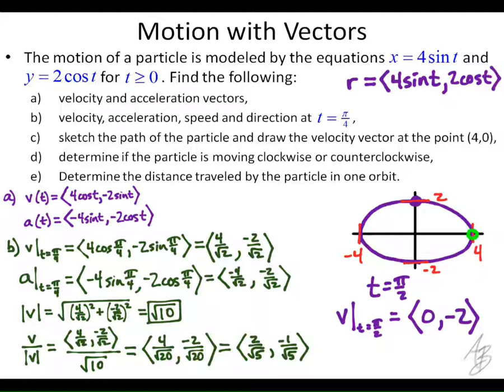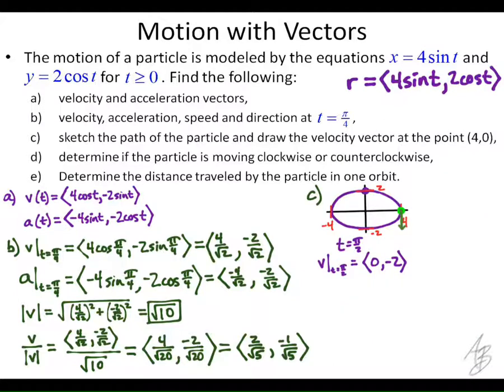So should I graph that right here like this? Would it make sense to graph it right there? No, where should I graph it? The tail at the 4. Yeah, put the tail at the point and go down 2. So the velocity of this particle at that point is going to be going down, straight down in that direction. Does that make sense?